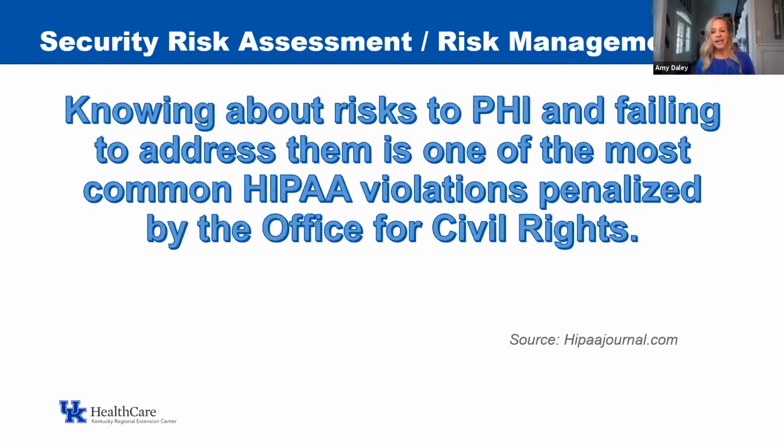And so I like this quote from HIPAA Journal, because it's true. Knowing about risks to PHI and failing to address them is one of the most common HIPAA violations penalized by the Office for Civil Rights. And I can attest to that, because every breach report I've ever read released from OCR, Office for Civil Rights, they all cite the fact that the organization had not completed an SRA.